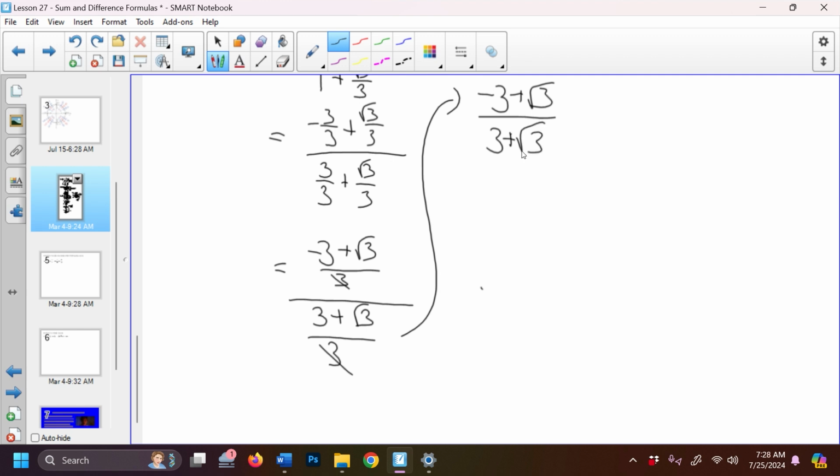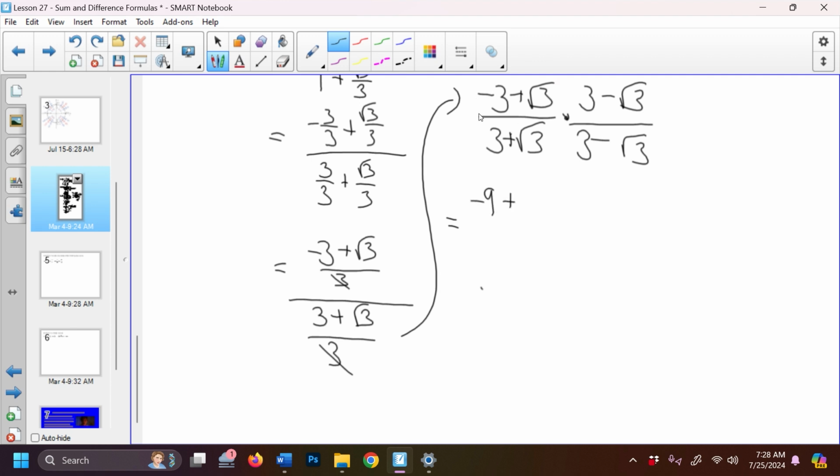And I want to get that square root out of the denominator. So what I'll do is I'll multiply by the conjugate of the denominator. So I'll go 3 minus square root of 3 over 3 minus square root of 3. This I'm going to have to FOIL. And when I FOIL that, I'll get negative 3 times 3 is negative 9.